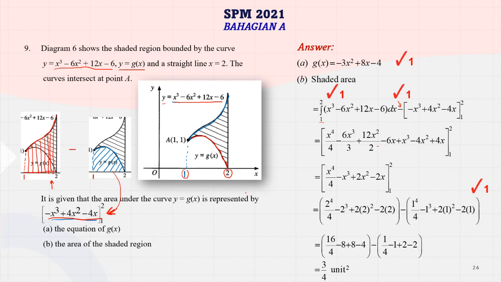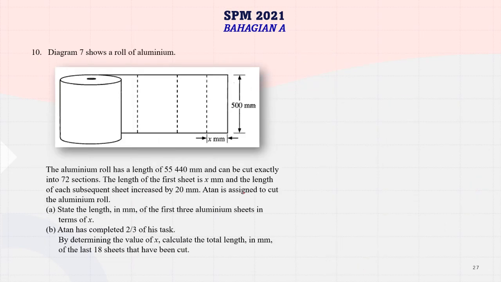Okay, we go to the next one, number 10. We read the whole question first and see what the question is about and which topic. Diagram 7 shows a roll of aluminium. Based on the given diagram, we can see the height, or thickness, of the aluminium roll is 500 mm.